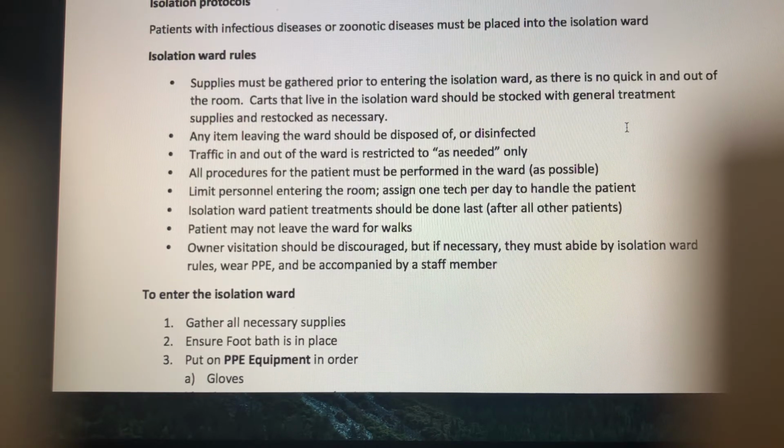Isolation ward patient treatments should be done last after all other patients. So if I'm the only tech today and I have 4 hospitalized patients, I'm going to start my treatments with the patients that are not in isolation, and then I'll do my isolation ward patient last. The reason for that is if I handle everyone else first and get them out of the way, and then the isolation patient, I'm not risking transmitting things from the isolation patient to my other patients. If I did isolation guy first and then went to the other patients, I could potentially be affecting them with that illness. So we want to do our isolation patients last.